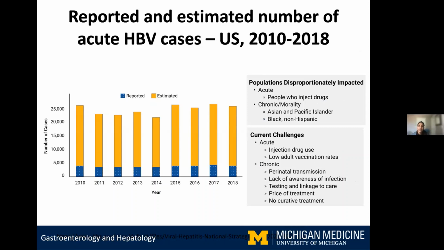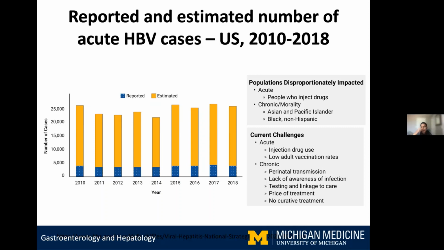And you can see that proportions that are disproportionately impacted include, in terms of acute infection, people who inject drugs, and in chronic infection, it's still largely Asian, Pacific Islander, Black, non-Hispanics. And the current challenges include injection drug use and getting people status known through testing and offering vaccination. So there's very low adult vaccination rates.